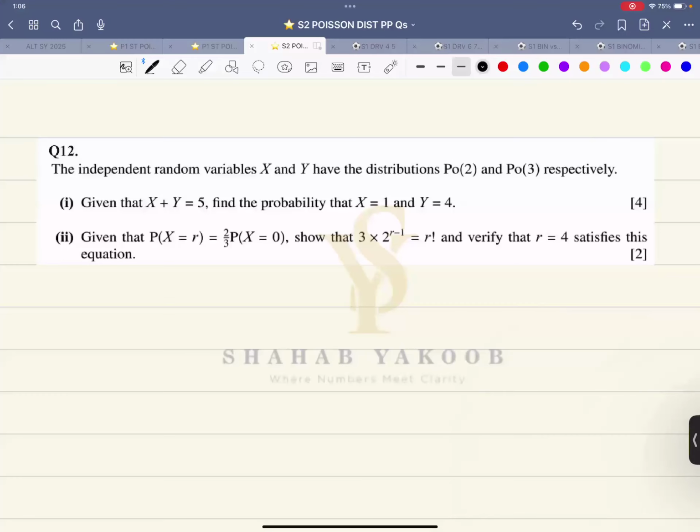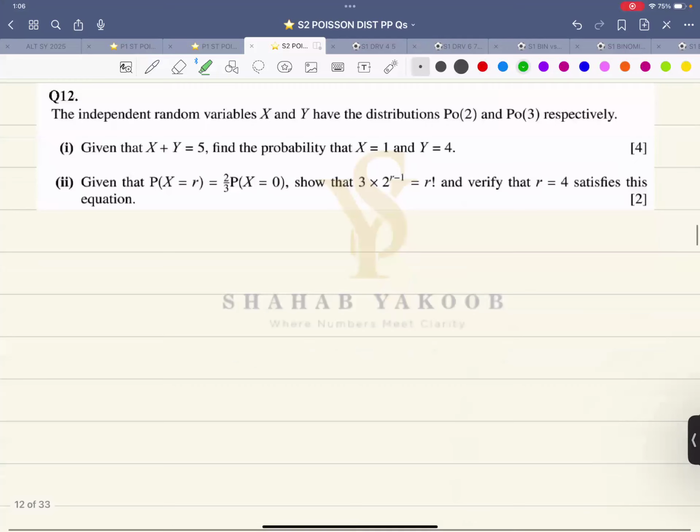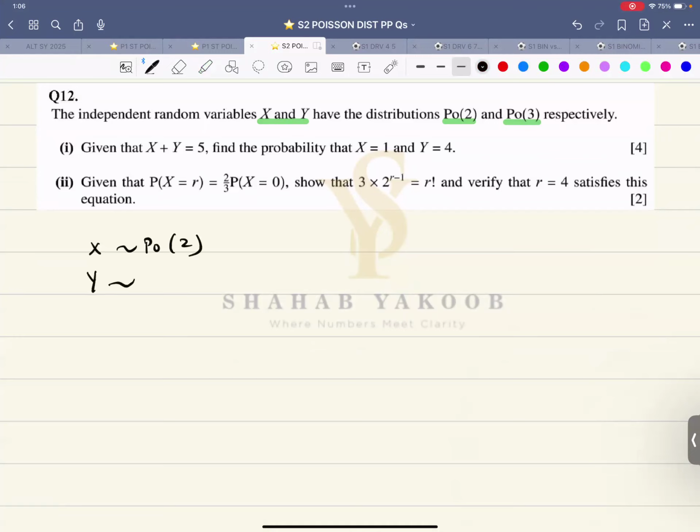So now let's look at this question. It says 2 independent random variables X and Y have the distribution Poisson with a parameter of 2, and another Poisson with a parameter of 3. So let me first write it down. X follows a Poisson distribution with 2, Y follows a Poisson distribution with 3. The first part says, given that X plus Y is equal to 5, find the probability X is 1, Y is 4. What is this thing?